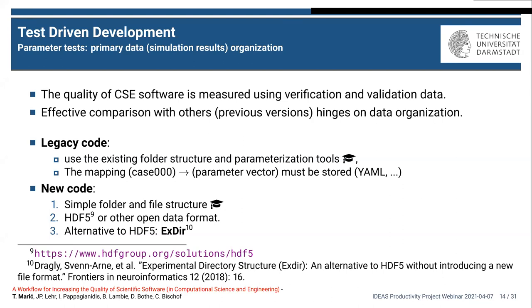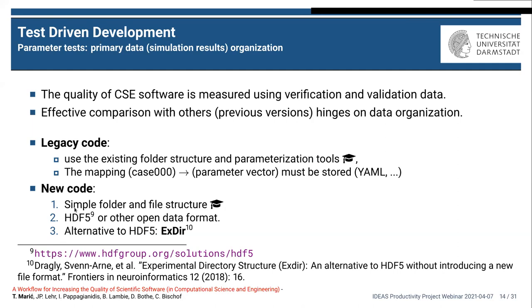And with legacy codes and under a lot of pressure, we use the existing folder structure and parameterization tools. So usually people that developed even in-house codes have their own way of working with data, and we just keep this. The only important aspect there is that the mapping between a case and a parameter vector should be stored somehow, so that it can be programmatically analyzed. It can be a CSV file, a YAML file, whatever, as long as it's easy to load and investigate quickly. However, if new code is programmed, then there are options. So either the simple folder and file structure can be used like above, or something better can be used. That depends on the available resources and pressure.